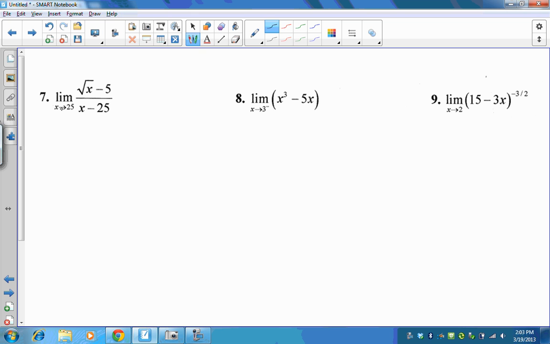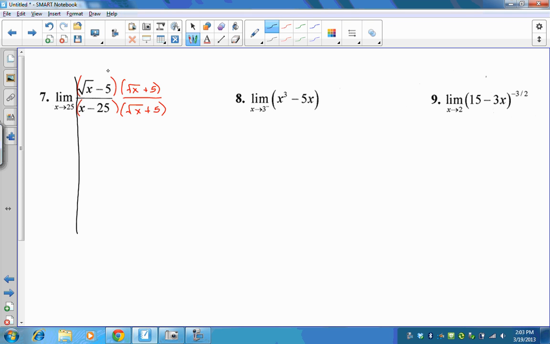Number 7. X approaches 25. If you plug in 25, you do get 0 over 0. This one has a radical in it, and the way we solve these with radicals is we multiply top and bottom by the conjugate of the radical term, which in this case is root x minus 5, so the conjugate of that is root x plus 5. So we're going to multiply top and bottom by root x plus 5.